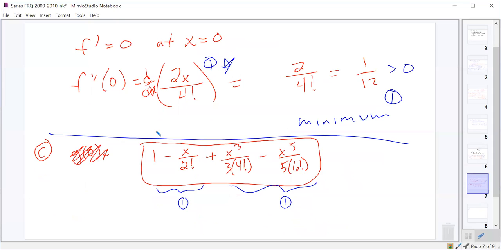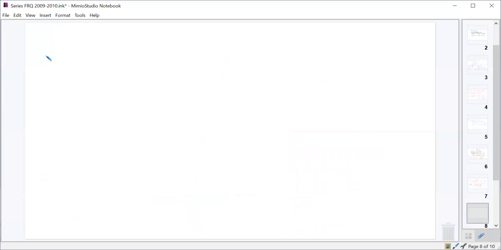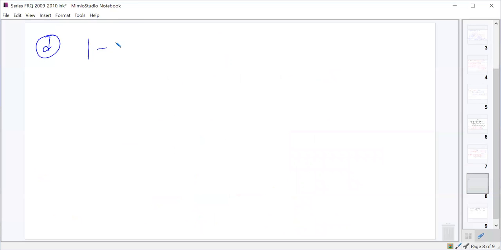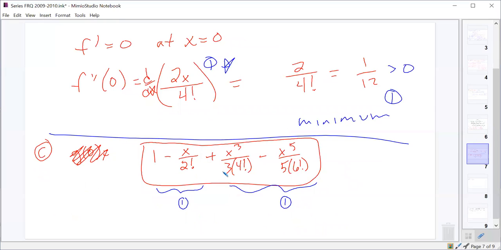would just be 1 minus x squared over 2 factorial plus x cubed over 3 times 4 factorial. And so for part D, we already had a page for D, didn't we? We just want to plug in those terms. So plugging in 1 for each of those, we'll still have a 1 minus a half. And then plus, what is that one? 3 times, what is that, 24, so 72nd.